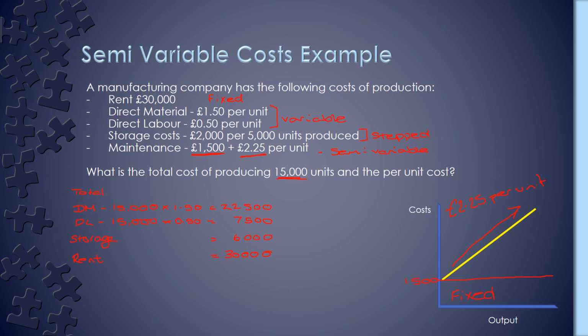So when you're looking at your semi-variable costs, make sure you know where your cost is starting. Our calculation for this will be, I'll pop it in a different colour, we're going to do the variable element, the 2.25, and we're going to multiply that out by our 15,000, and that's going to give us a variable maintenance cost of 33,750. But we also need to add on the fixed element of it.